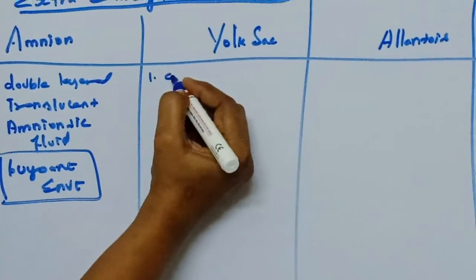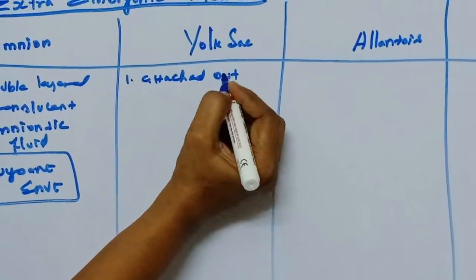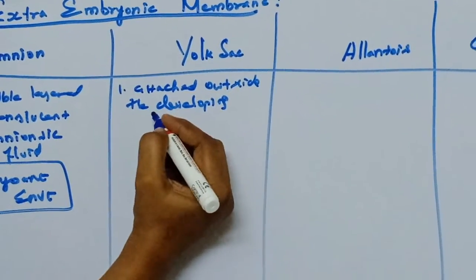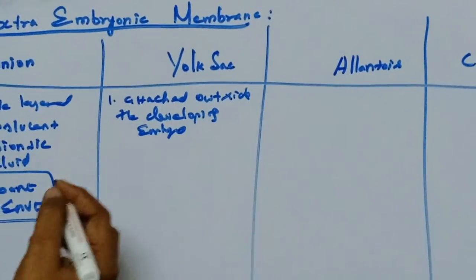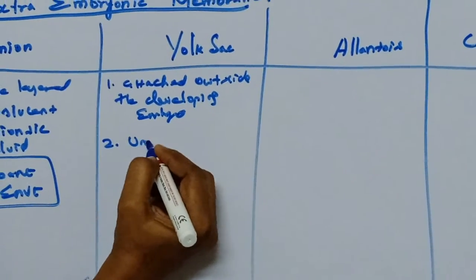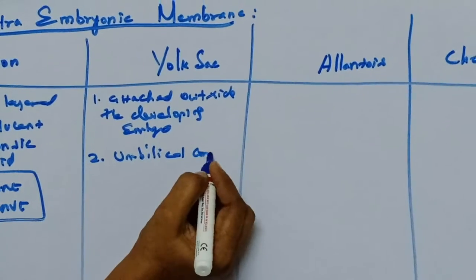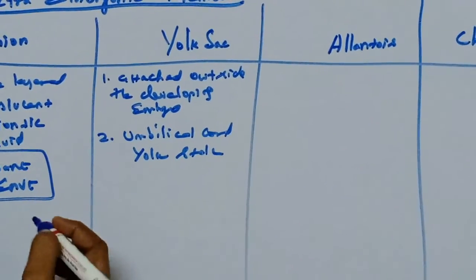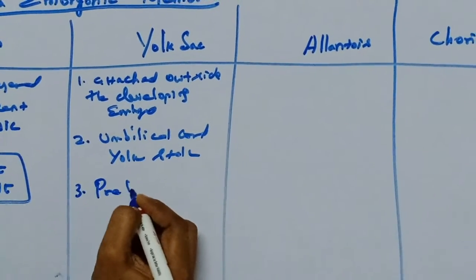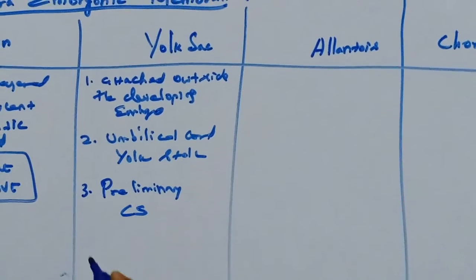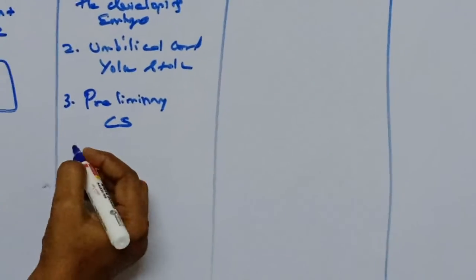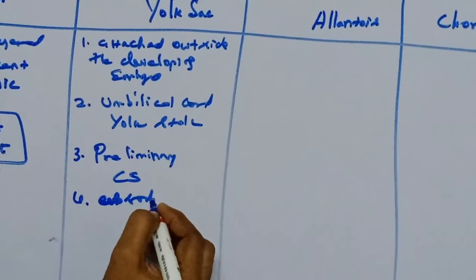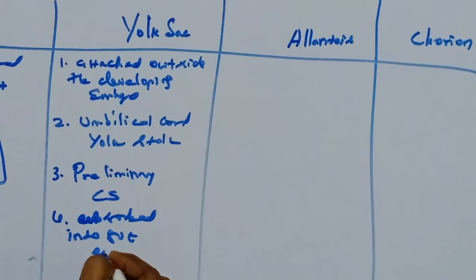The next one we'll see, yolk sac. Where is it found? It is attached outside the developing embryo, and it is connected to the umbilical cord by means of the yolk stalk. It acts as a preliminary circulatory system, and eventually it is absorbed into the gut of the embryo.